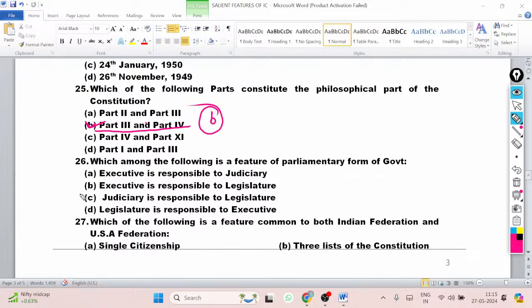Which among the following is a feature of the parliamentary form of government? I told you the foremost characteristic of the parliamentary system is the close relationship between the executive and legislature. In a presidential system, the executive stands separate from the legislature, but in a parliamentary system, the executive are members of the parliament. They are accountable to parliament for their acts of omission and commission. So the answer is that the executive is responsible to the legislature, under Article 75, Clause 3. That is the pivotal principle of parliamentary democracy. That is B. The answer to 26 is B.